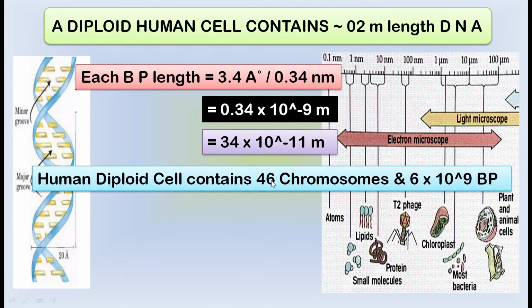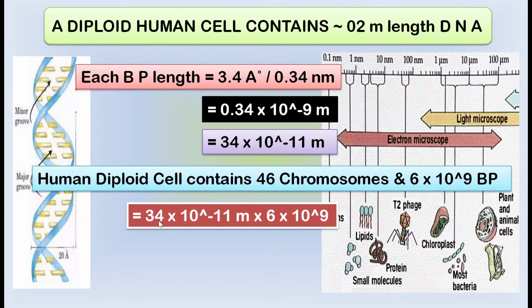And the human diploid cell contains 46 chromosomes, as you know, 44 autosomes and 2 allosomes. All these 46 chromosomes comprise 6 into 10 to the power of 9 base pairs. If you want to find the length, we multiply the length of each base pair by the total number of base pairs present in the diploid cell. 34 into 10 to the power of minus 11 meters, which is each base pair length, into 6 into 10 to the power of 9, the total number of bases present in the diploid cell.